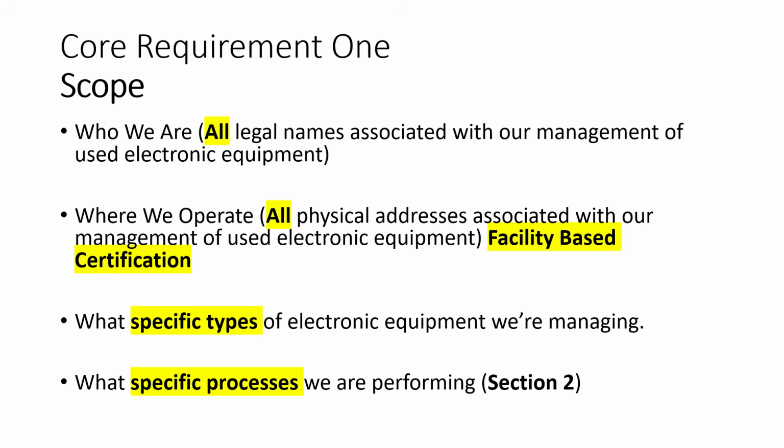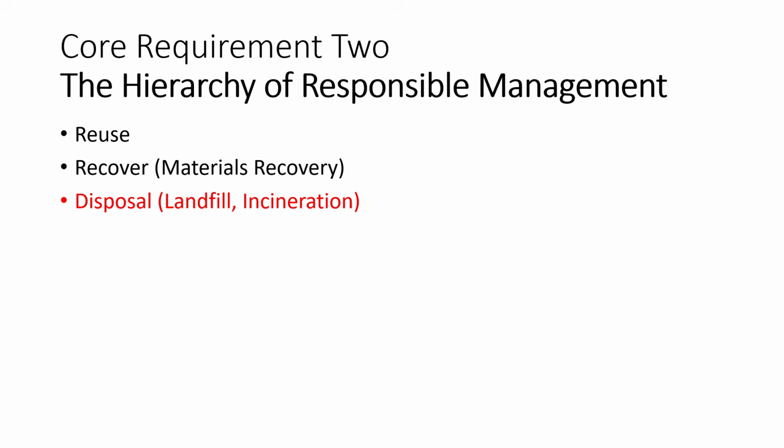The declaration of what specific types of electronic equipment we are managing and the declaration of what specific processes we are performing will tie directly into Section 2 of the standard, the R2 process requirements, by design. This is where we will determine what processes or appendices from Section 2 will be added to our certification. On to requirement 2, the hierarchy of responsible management.